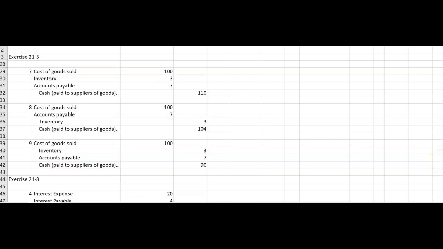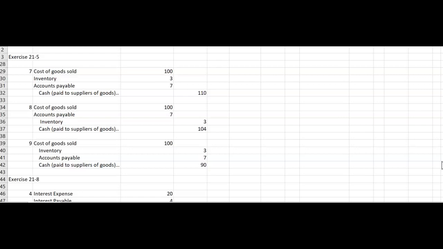I would like to review with you the statement of cash flows. There are 3 sections to the cash flow statement. It's cash from operations, cash from investments, and cash from financing.